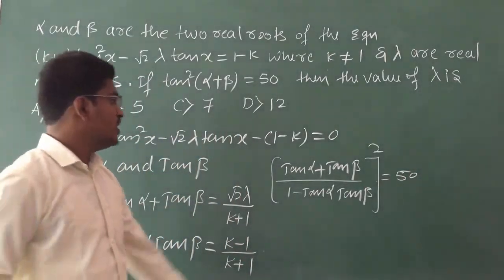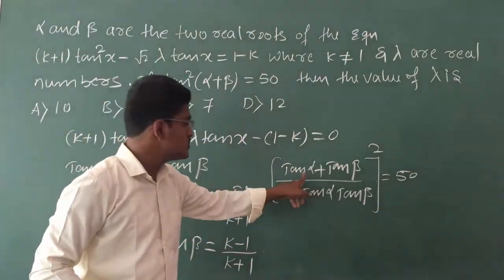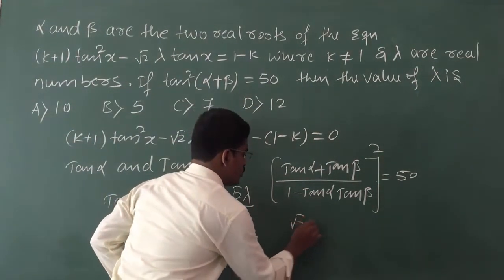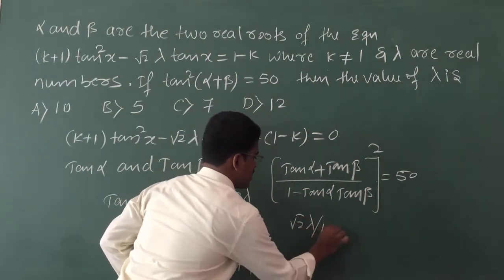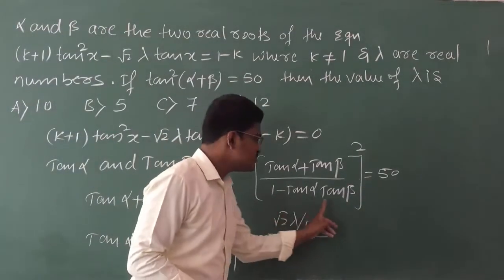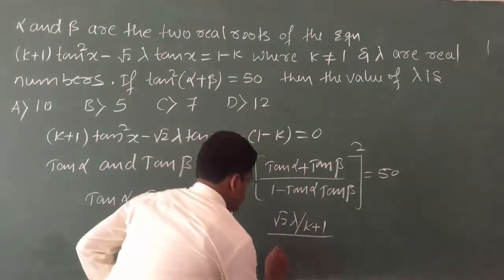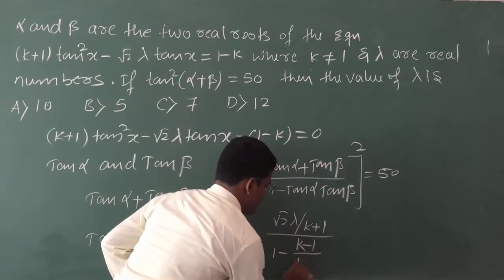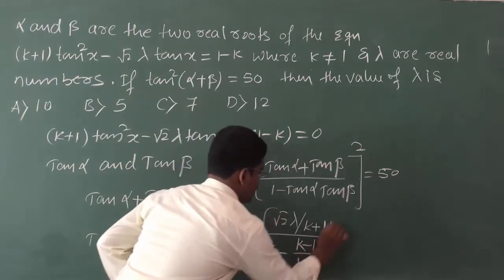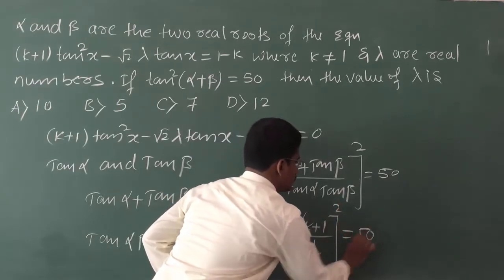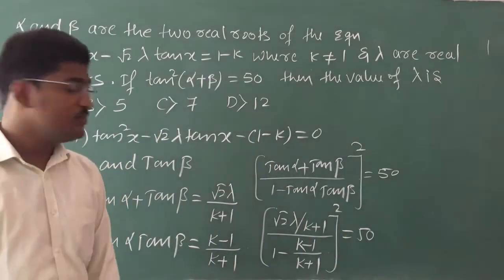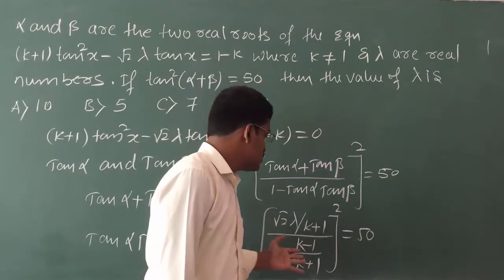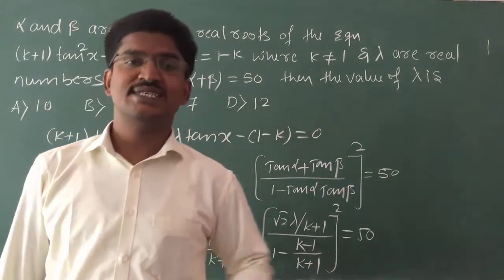Clear? So here this is the sum of two roots, this is the product of two roots. Therefore you are going to have root 2 lambda divided by k plus 1, over 1 minus the product of two roots, that is 1 minus (k minus 1 divided by k plus 1), whole square equal to 50. So now you have to simplify this, and here there is a lambda value, so you can get the lambda value.